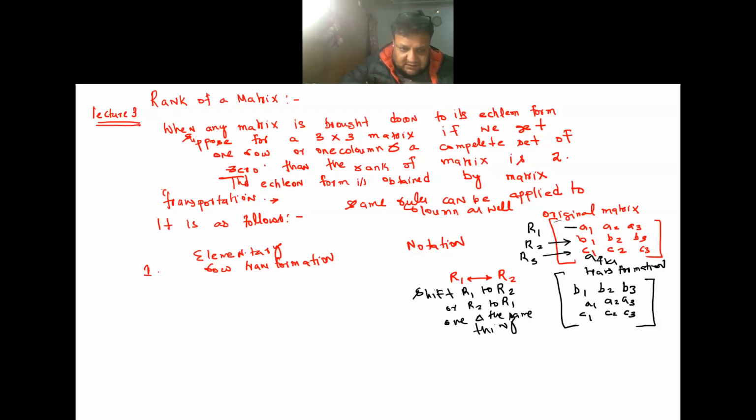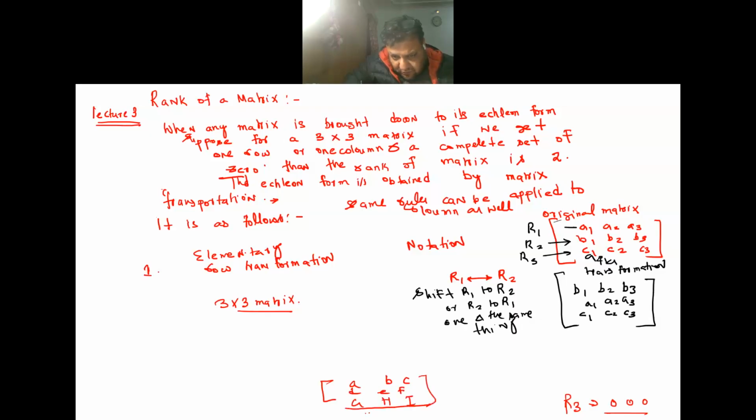When you have a 3 cross 3 matrix, and you reduce this matrix by elementary row transformations into the normal form, that means mostly you will try to make row number three a row of full zeros. There should be no non-zero element. In a 3 cross 3 matrix, suppose you have A, B, C, D, E, F, G, H, I. Suppose you reduce an entire row to 0, 0, 0. The maximum rank of this matrix was 3, but if you are able to reduce it in this form, it reduces to 2.